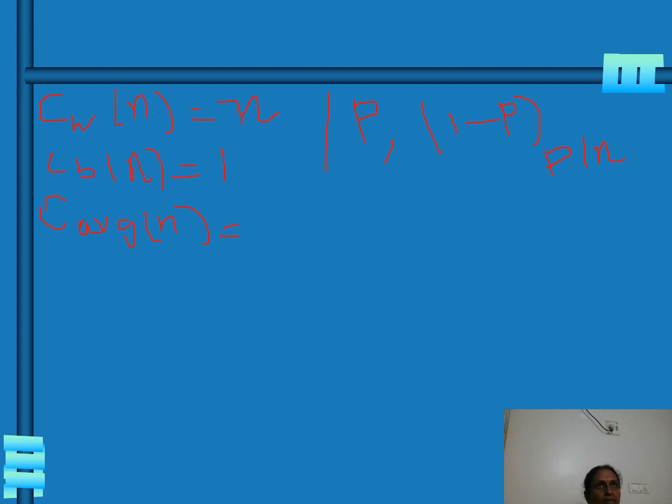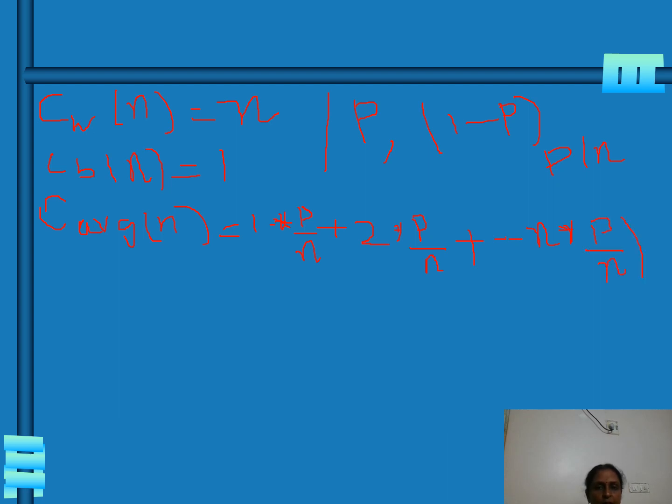If you are searching in the first position, how many comparisons are you doing? 1 comparison. So 1 into the probability for a successful search, p divided by n, plus, if the search element is present in the second position, we are doing 2 comparisons, so 2 into p divided by n. Suppose the element is present in the third position, you are doing 3 comparisons, and so on. If the element is present in the last position, you are doing n comparisons, so n into p divided by n.